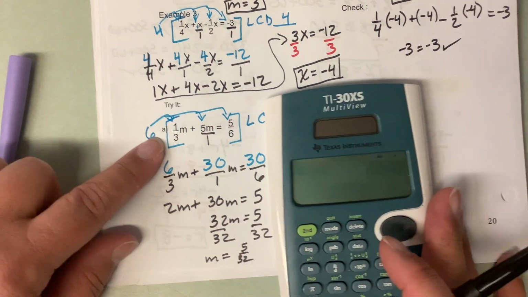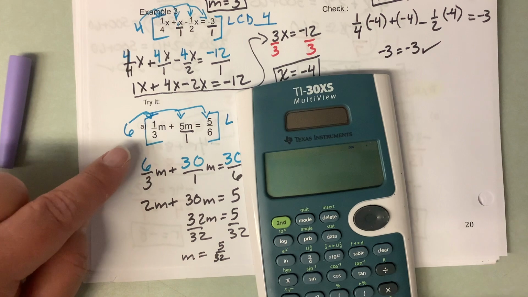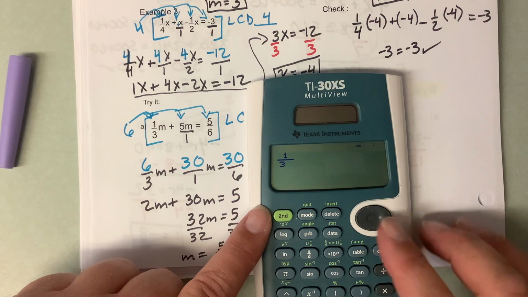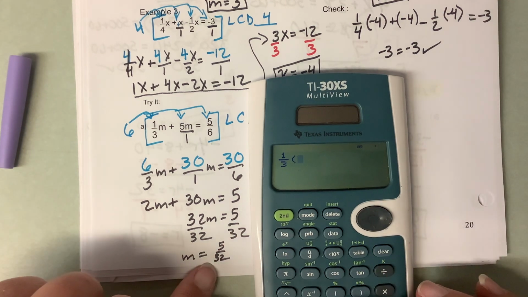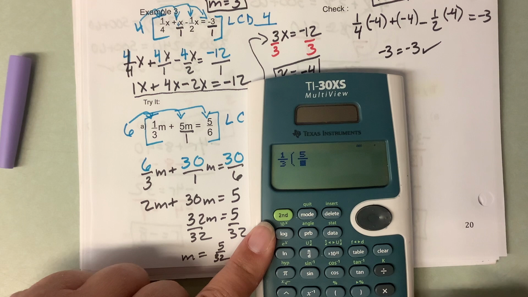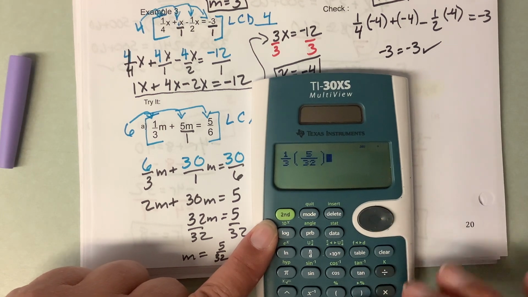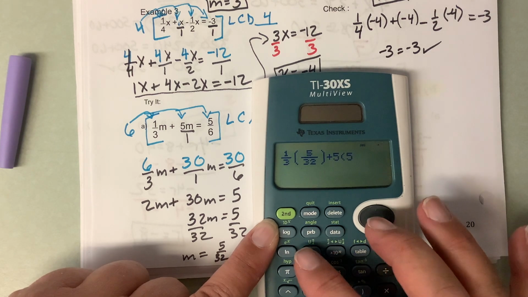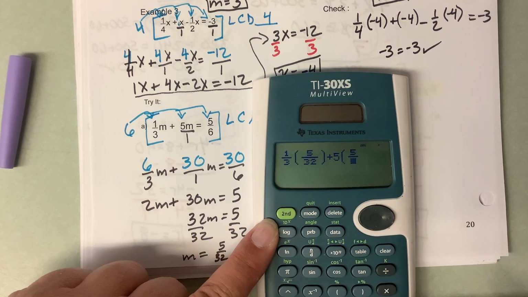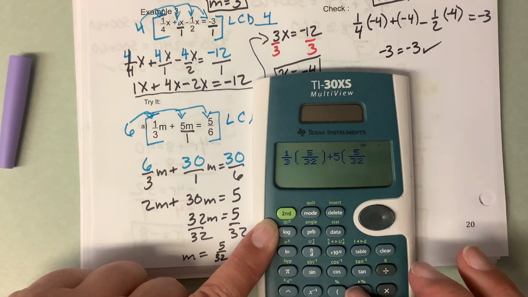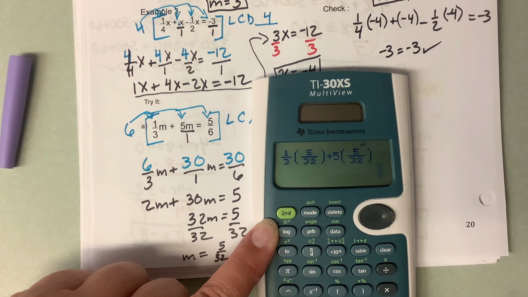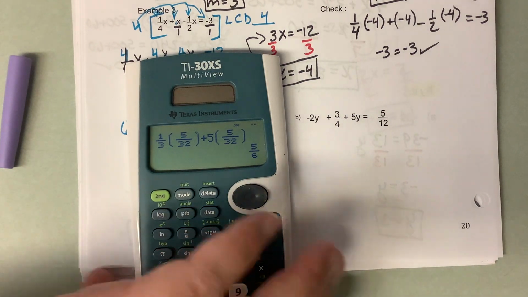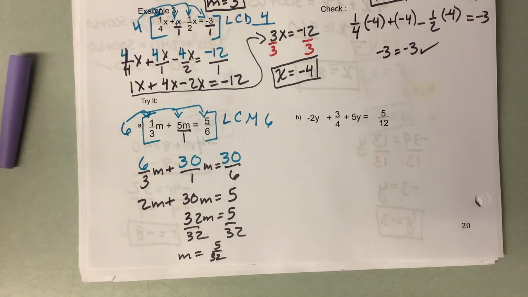Here we go. 1/3 times 5 over 32. Really wish I didn't get such weird answers. Plus 5 times 5 over 32 equals, oh my goodness, look at it, it worked. It's 5 over 6. Wow, weird answer, but it works, so we're happy, right?